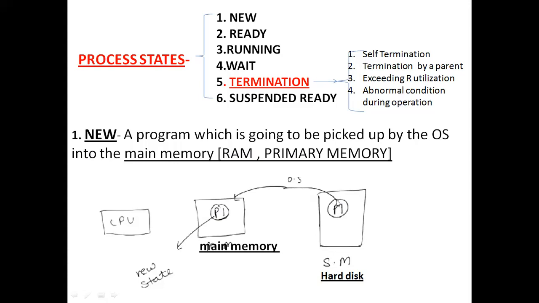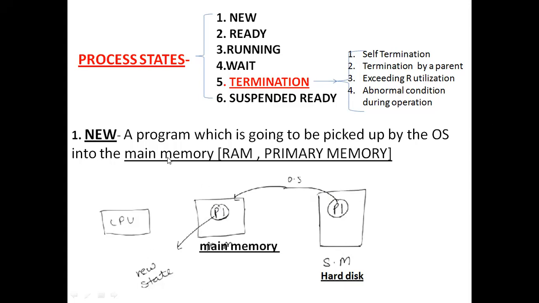Okay, and for this program to be executed, I need to bring it from secondary memory into the main memory. So once I bring this so-called program P1 from secondary memory or hard disk to the main memory, then this can be called a process. And this process P1 is in its new state.